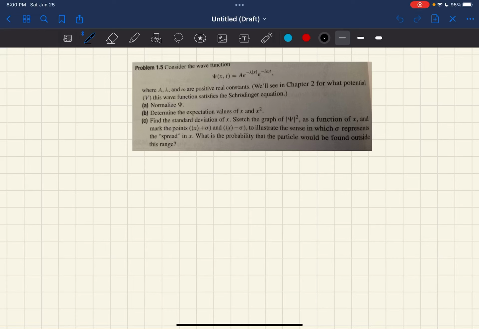All right, so in problem 1.5, we are given this wave function right here. And in part A, we're asked to normalize this wave function. So recall that the normalization property is the integral over all space of the probability density, or psi squared dx, has to equal 1.